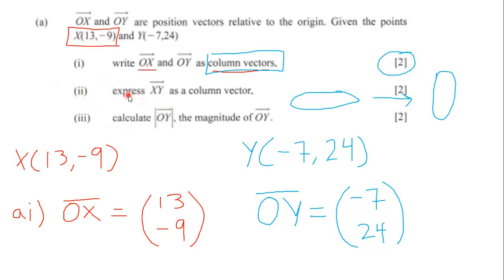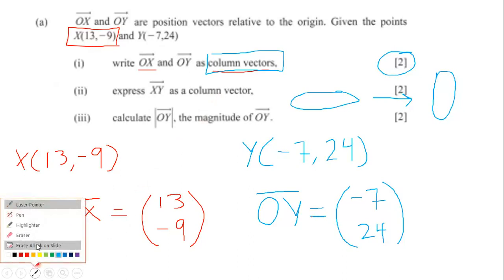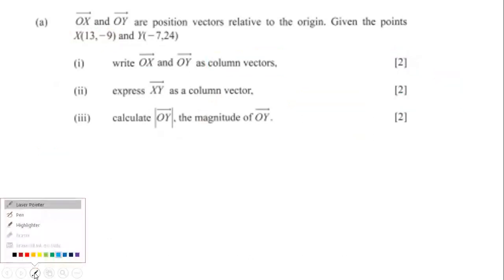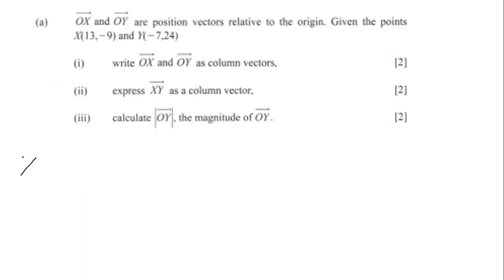They're saying, express XY as a column vector. So how are we going to express XY as a column vector? Let me erase this. We have XY. XY is a vector, and they're saying express XY as a column vector. So the question is, how does XY look?